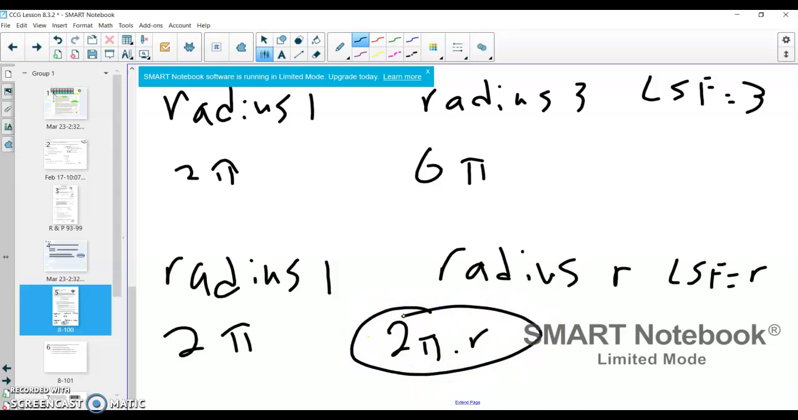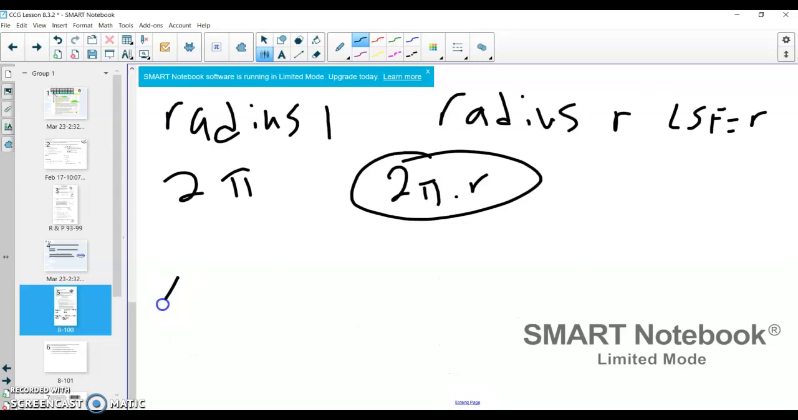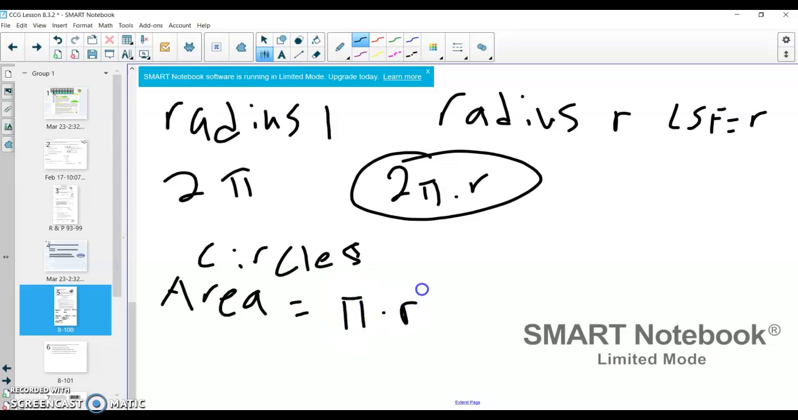Now, the big thing is that by doing those two problems in part C and part D, we get the formulas. So the area of any circle is going to be what we saw when the radius was r. It was pi times r squared. Again, that r squared is because we were using the area scale factor.